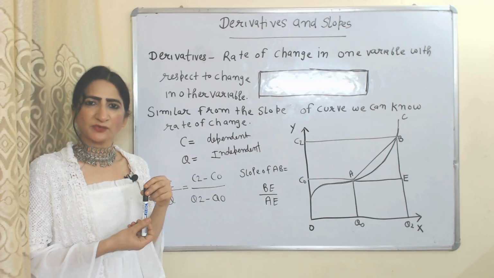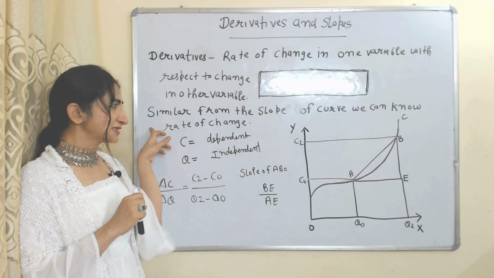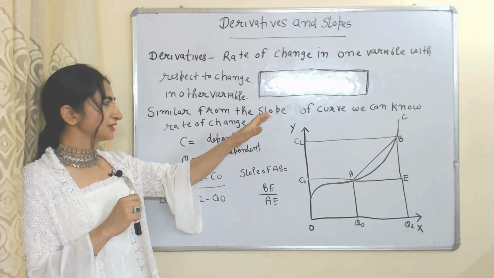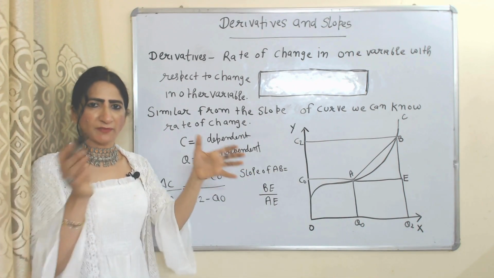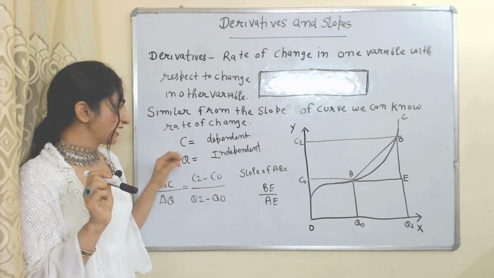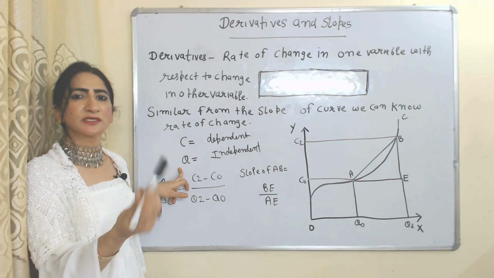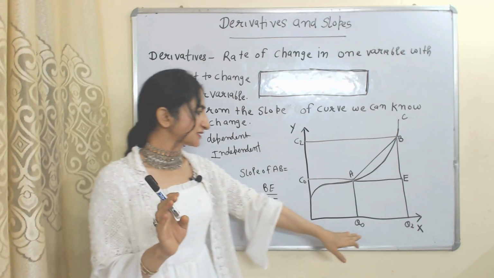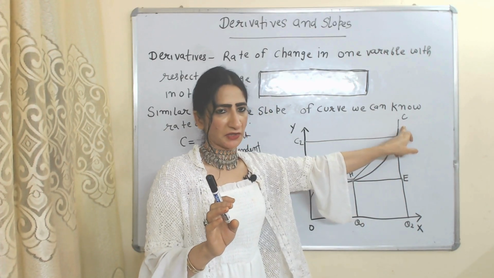Derivative tells us the rate of change in one variable with respect to change in another variable. Similarly, from the slope of a curve we can know the rate of change. That's why derivatives and slope of a curve are both connected. For example, cost is the dependent variable, output is the independent variable. Cost depends on output. On the x-axis we have output, on the y-axis we have cost, and this is our cost curve.